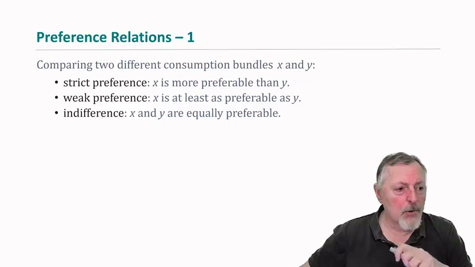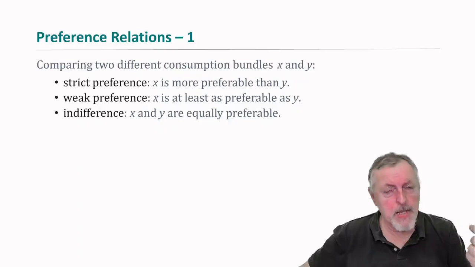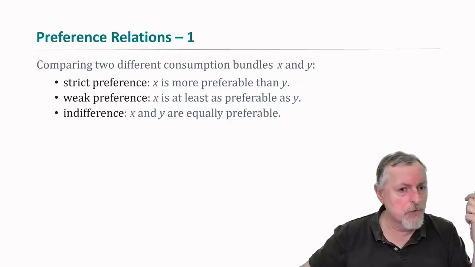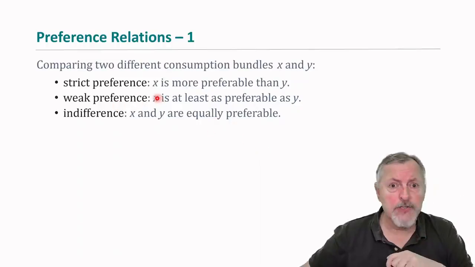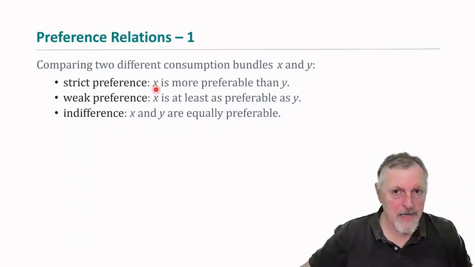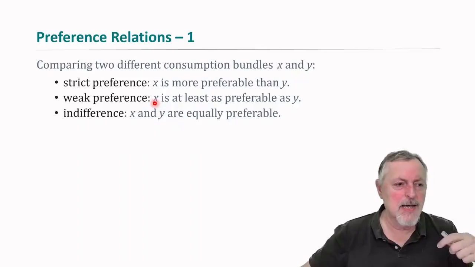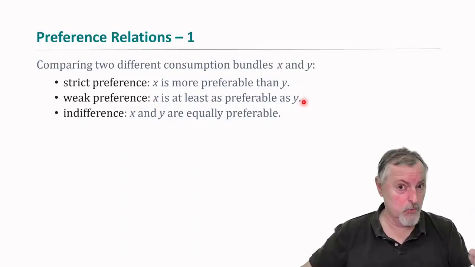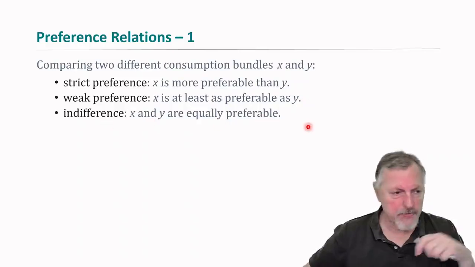Okay, preferences. We say they are strict or weak. A strict preference means you like bundle X better than bundle Y. A weak preference means that X is at least as good to you as Y. Indifference means you view them as equally good.